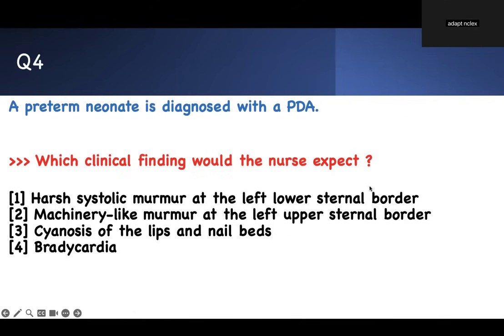But what are we asking? Expected finding about what? PDA. Therefore, if you need more content, I will link a bunch of congenital heart disease videos to this so that you can read about them.